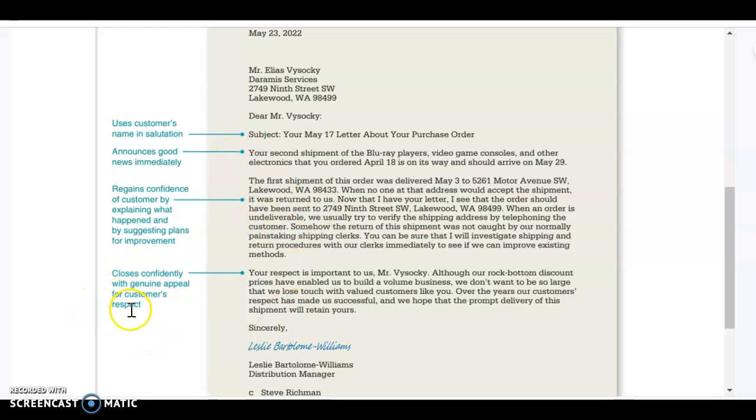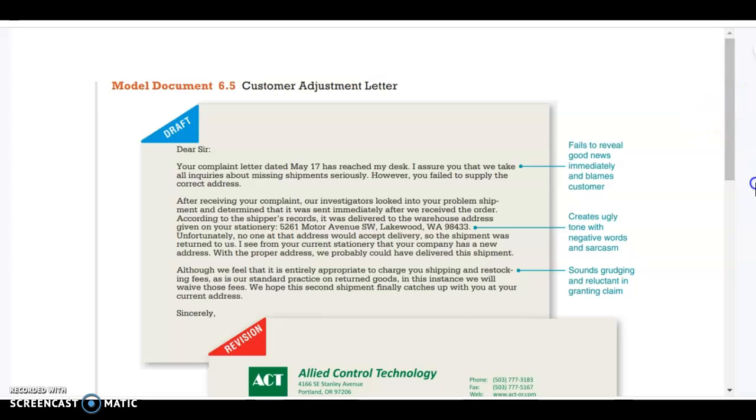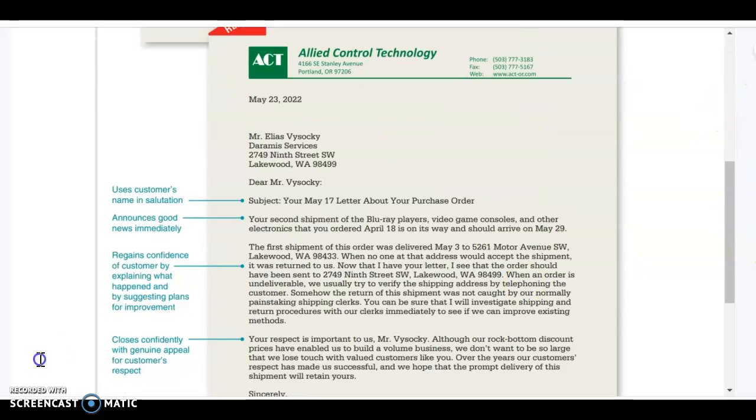And then it closes confidently with genuine appeal for customers' respect. "Your respect is important to us, Mr. Vasaki. Although our rock bottom discount prices have enabled us to build a volume business, we don't want to be so large that we lose touch with valued customers like you. Over the years, our customers' respect has made us successful, and we hope that the prompt delivery of this shipment will retain yours." So this is a model document to use when you're writing an adjustment letter.